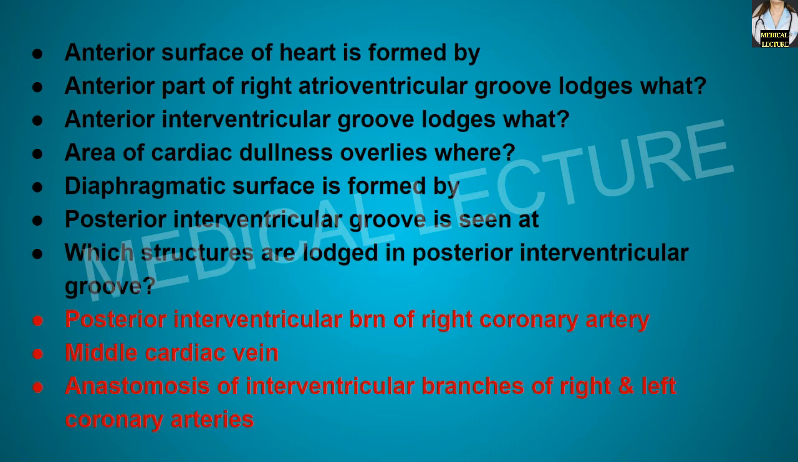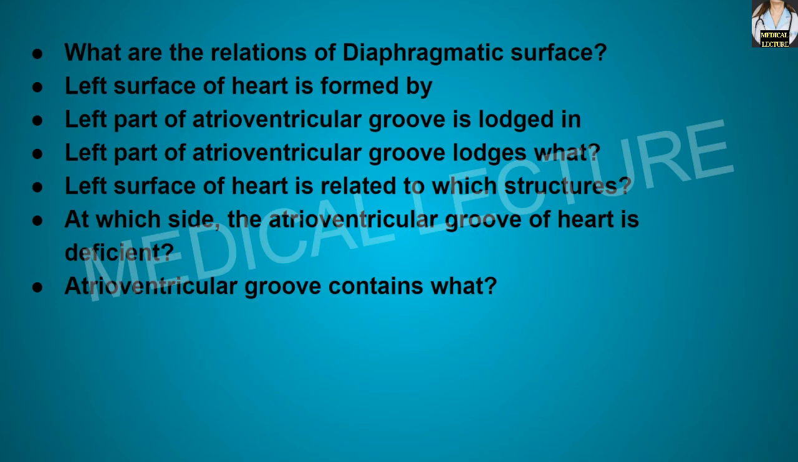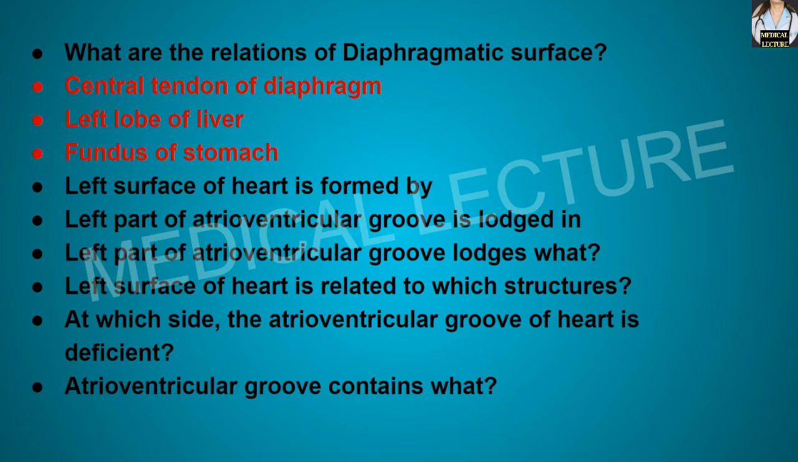So, posterior interventricular branch of the right coronary artery, middle cardiac vein, and the anastomosis of the interventricular branches of the right and the left coronary arteries. What are the relations of the diaphragmatic surface of the heart? So, central tendon of diaphragm, left lobe of liver, and the fundus of the stomach are the relations of the diaphragmatic surface of the heart.